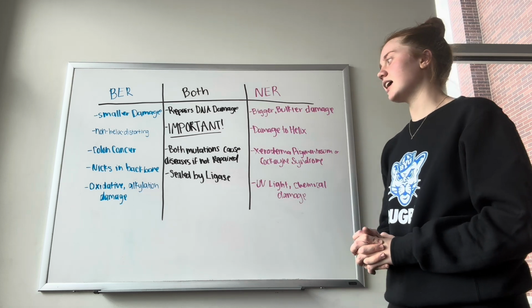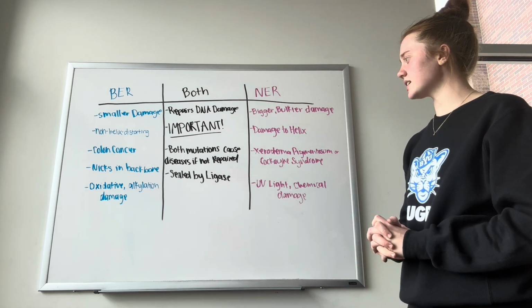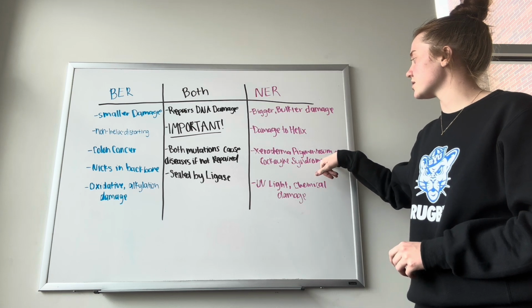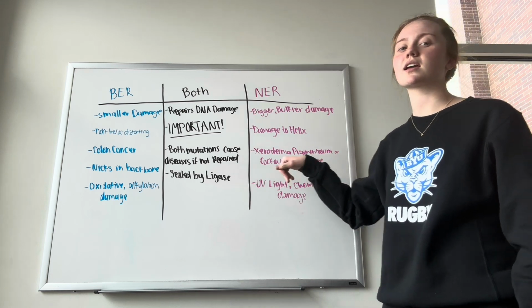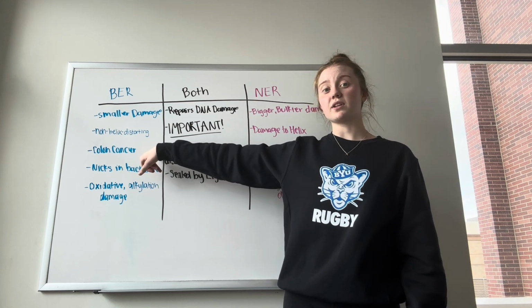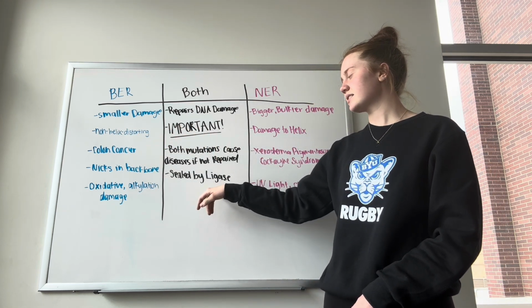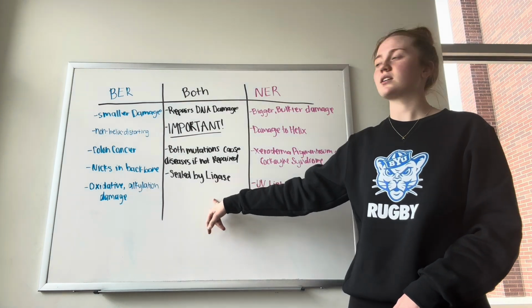Some of the diseases that come if they're not fixed: for NER, we have xeroderma pigmentosum or Cockayne syndrome, and for BER, we have colon cancer. So they are both extremely important. They're both sealed by ligase. However, the mechanisms are a little different.